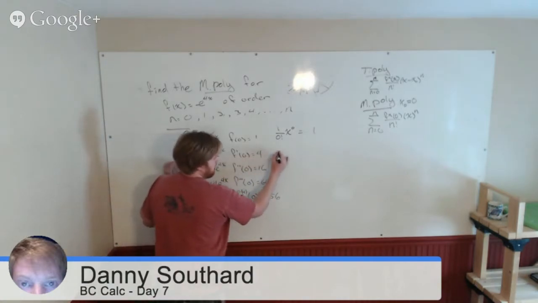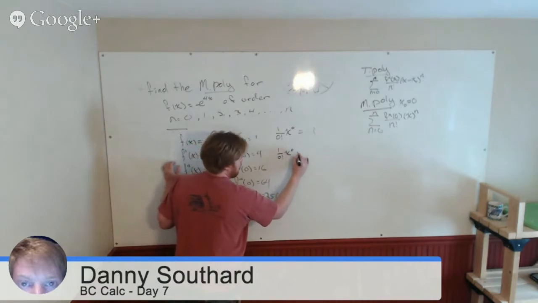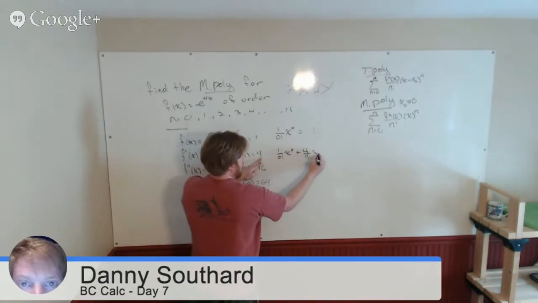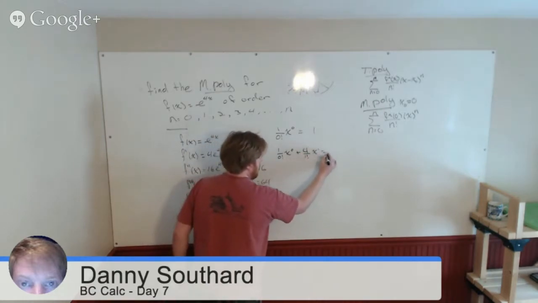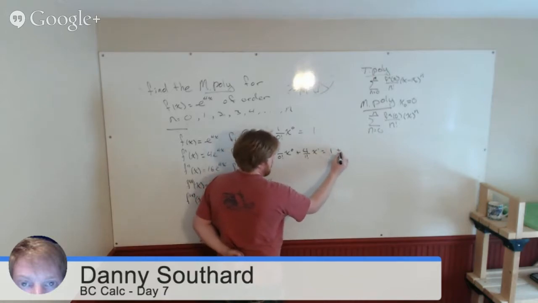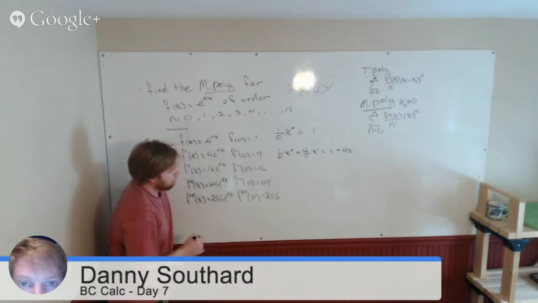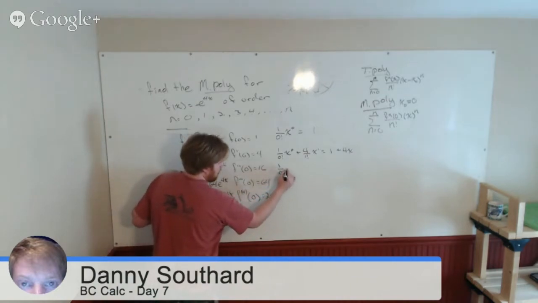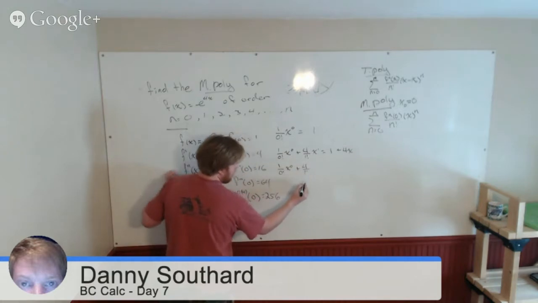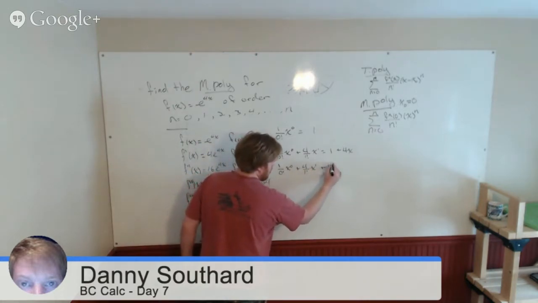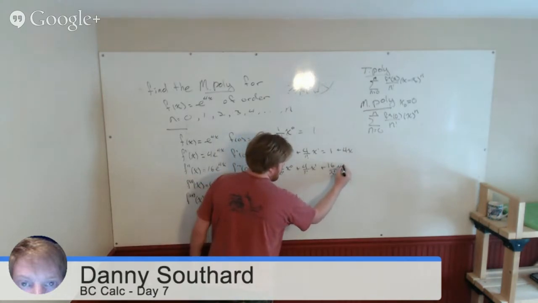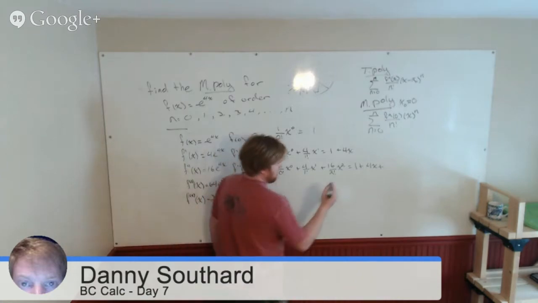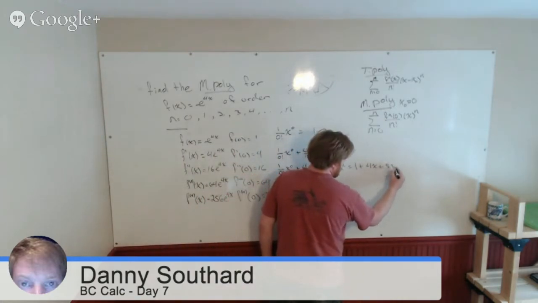Okay, if we go out to the second term, we now get 4 over 1 factorial times x to the first power, which is 1 plus 4x. This is order 2. The next term is going to be 8x squared.